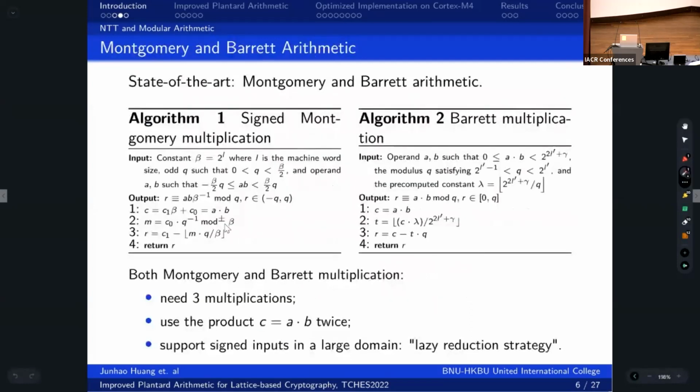To efficiently implement the modular multiplication by the twiddle factors, the state-of-the-art methods are the Montgomery or Barrett arithmetic. We can see from these two algorithms that both of them need 3 multiplications. Besides, they both use the product C equal to A times B twice. And thanks to the many years of development of the cryptography community, both of them support signed input in a large domain, therefore enabling the lazy reduction strategy and further improving the efficiency of the NTT and inverse NTT.